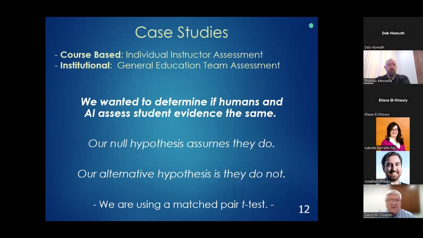At the heart of our case studies, we wanted to determine if humans and AI assess student evidence the same. Our null hypothesis assumes that they do. Our alternative hypothesis is they do not. We used the matched pair t-test to determine if there was a statistical difference between the means of human and AI scoring. We basically had two groups of case studies. One was course-based instructor level assessment. The other was team assessment at the gen ed level.